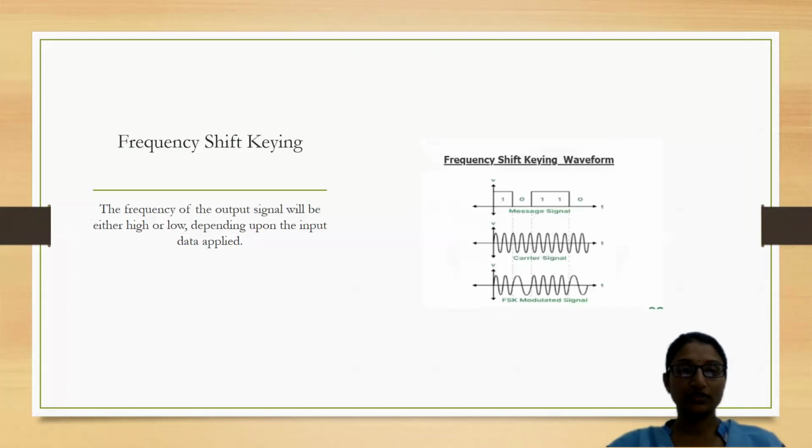In FSK, the output signal will be either high or low frequency depending upon the input data applied. That means whenever the input data is high, you can observe a high frequency in the modulated waveform. If the input message signal is 0, you can observe a low frequency in the modulated signal. The first waveform describes the message signal, the second waveform is the carrier, and the third is the modulated signal, where whenever 1 is there, you can observe the high frequency. Whenever 0 is represented, you can observe the low frequency.